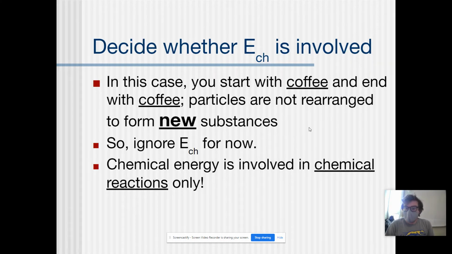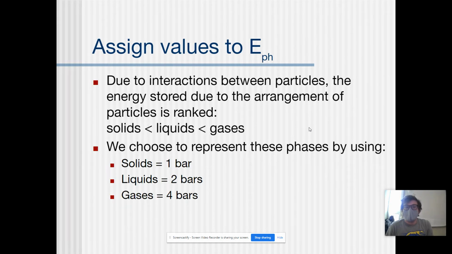In this case, we're starting with coffee and we're ending with coffee. Our particles are not rearranging to form a new substance, so that means that we have a physical change. When we have a physical change, we can ignore the chemical energy because chemical energy is only involved during chemical reactions or chemical changes. We're going to use this chart to assign a certain number of bars to the different types of energy. So let's start off by talking about phase energy.